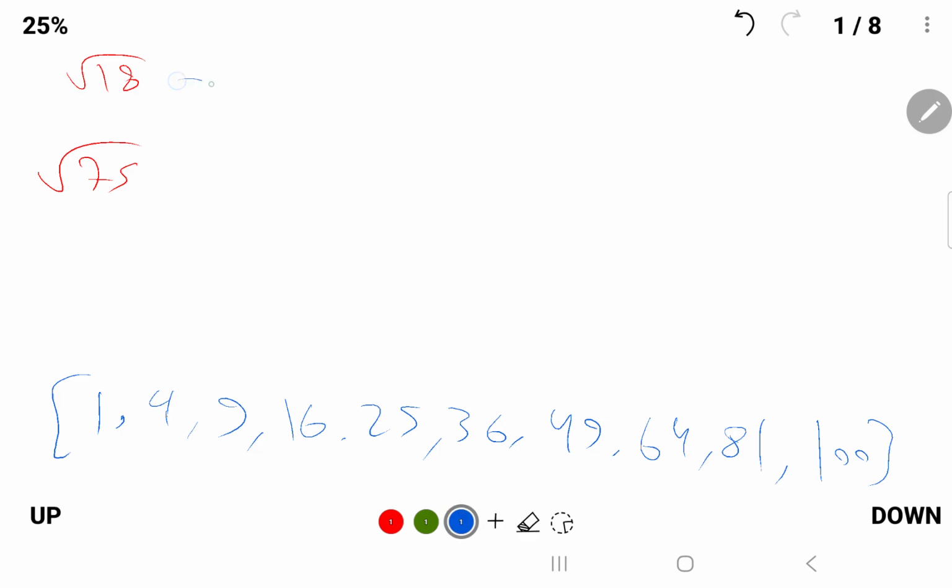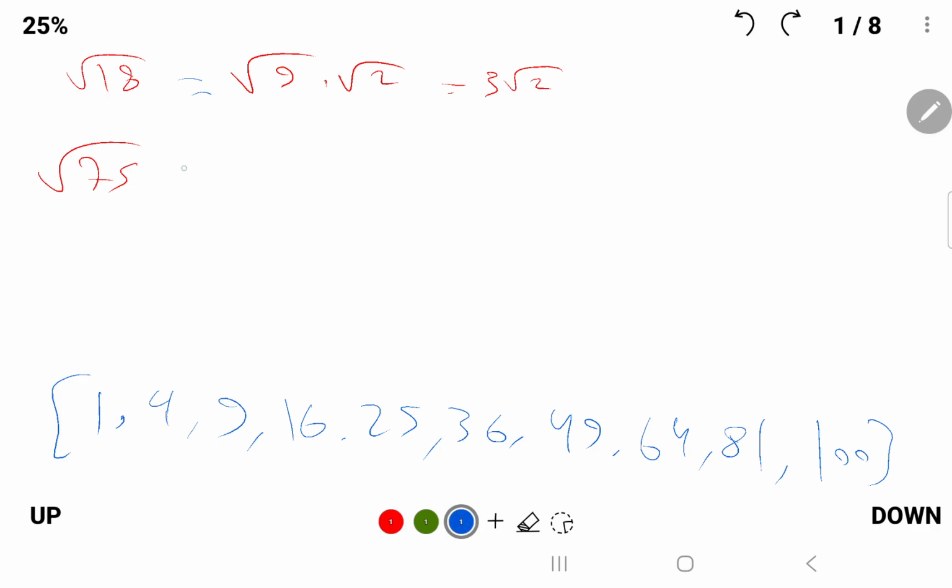Now, to simplify square root 18, you can break up the number 18 into two smaller numbers, one of which contains a perfect square. So what perfect square goes into 18? Now 9 times 2 is equal to 18. So we have square root 9 times square root 2. Now square root 9 is equal to 3, so we get 3 times square root 2. So this is the final answer.